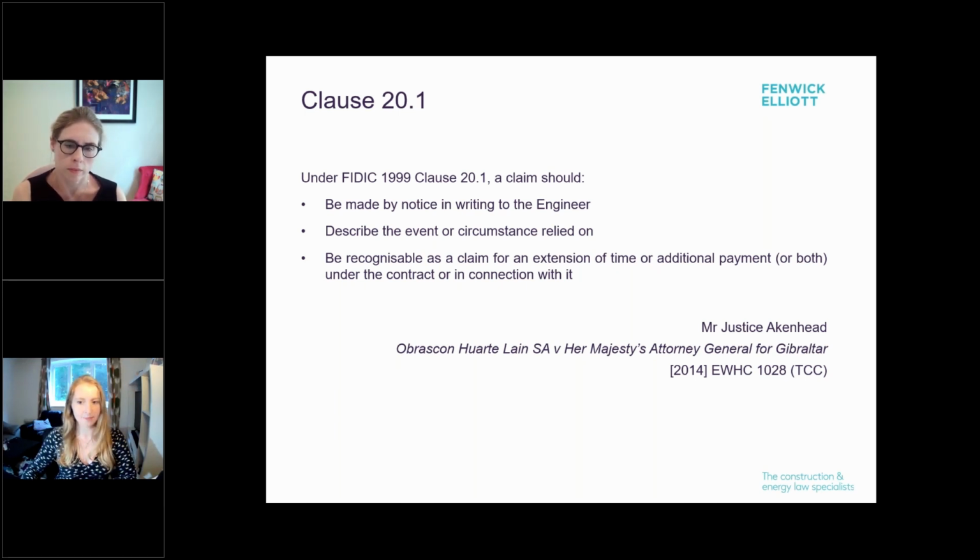It is likely that these principles brought through in the Raskin case will be considered to apply for other claims under subclause 20.1 as well. So even though this case was specific to claims for extension of time, the same provisions as to form of a notice are likely to apply for claims for payment as well.